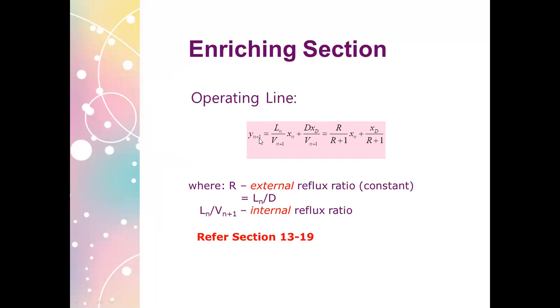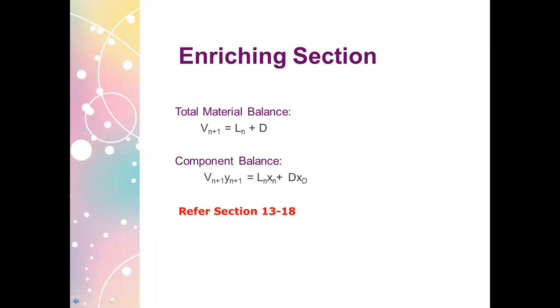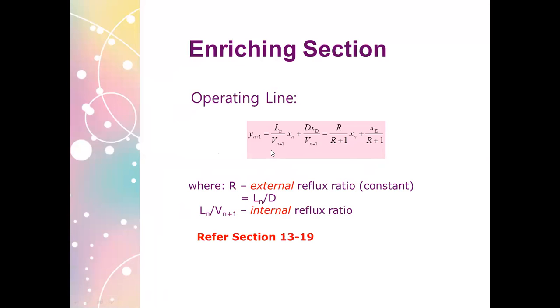Again, I would like to stress and emphasize that this operating line came from the component balance in the enriching section. Now, it may not look the same here because this is your original component balance. But we have replaced this particular slope here, Ln over V sub n plus 1, by this expression R over R plus 1, because normally we are not given this in the problem, but the problem provides us with what we call the external reflux ratio, and it's a constant.